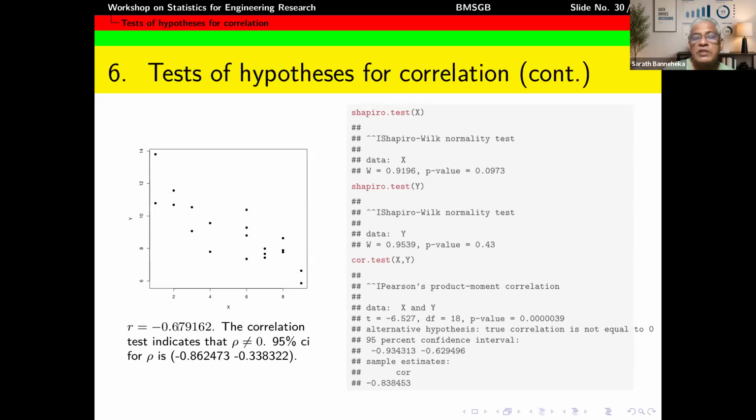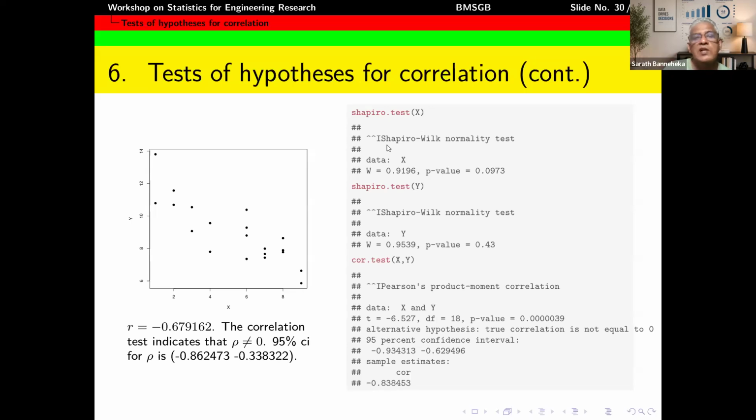So anyway, to decide whether this sample correlation coefficient is enough for us to conclude that the population correlation coefficient is also non-zero, we have to carry out the test. Otherwise, even a sample correlation coefficient as large as this may come from a population where the population correlation coefficient is effectively 0. So in order to test that, we have to carry out the hypothesis test.